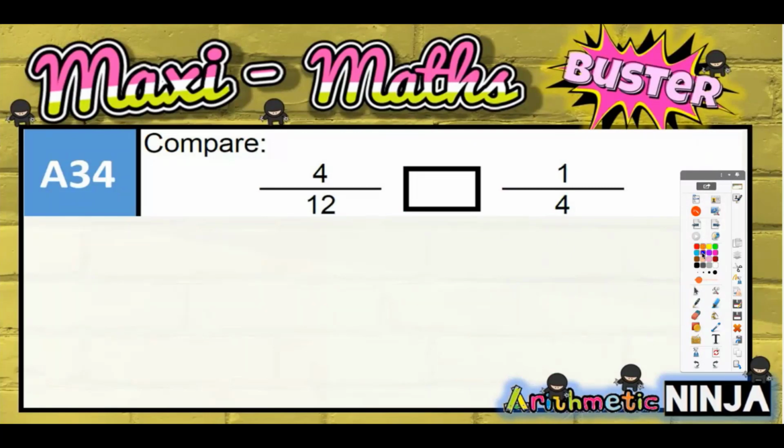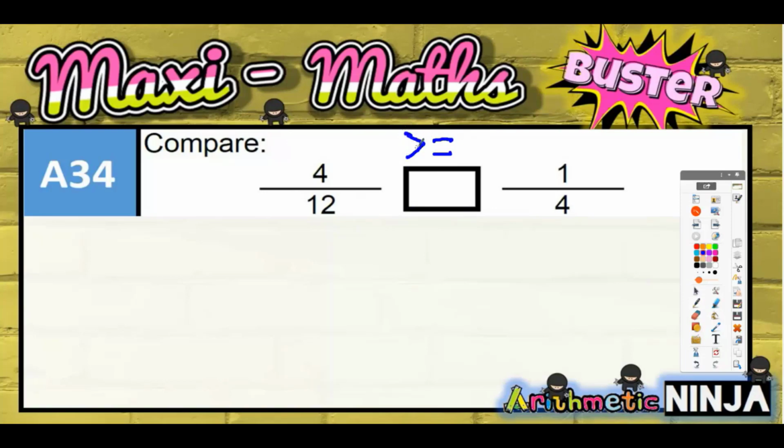Question 34, compare. Now, when it says compare and there's this empty box here, what we need to figure out is are the two fractions equal? If they are, we will put an equal sign in the box. If the left-hand side fraction is bigger, so is the 4/12 bigger, we'll put a greater than sign pointing towards the left-hand side. A bit like a crocodile's mouth.